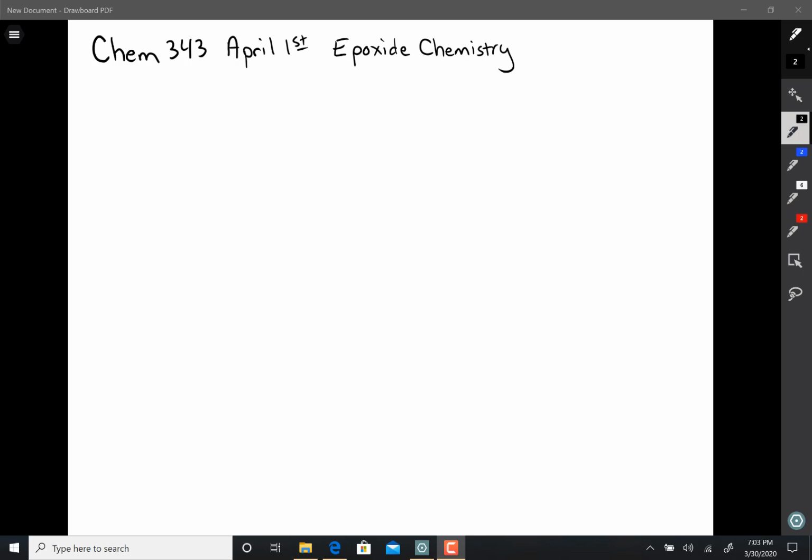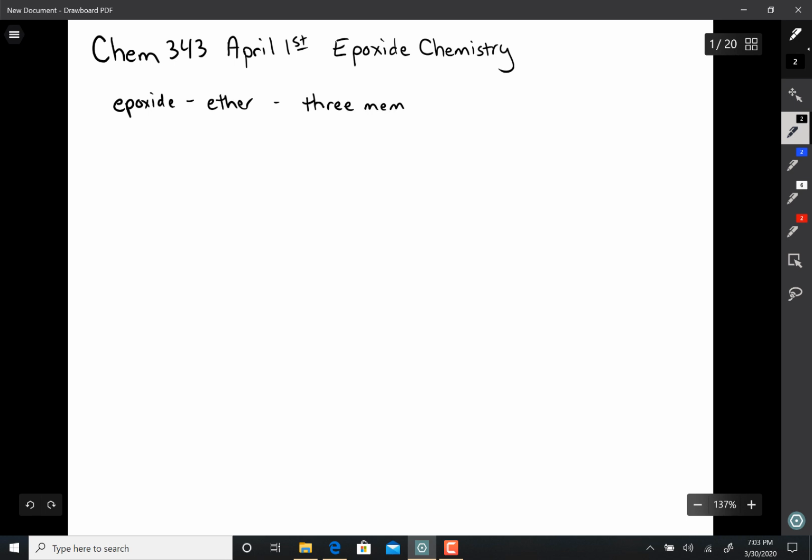Okay, today we're going to talk about a special type of functional group called an epoxide. What an epoxide is, it's an ether. More specifically, it's a three-membered ring. So an epoxide has this basic formula right here. And it's much, much more reactive than a normal ether is. And we'll get to the reactivity in just a moment. First off, we want to talk about how to make them.